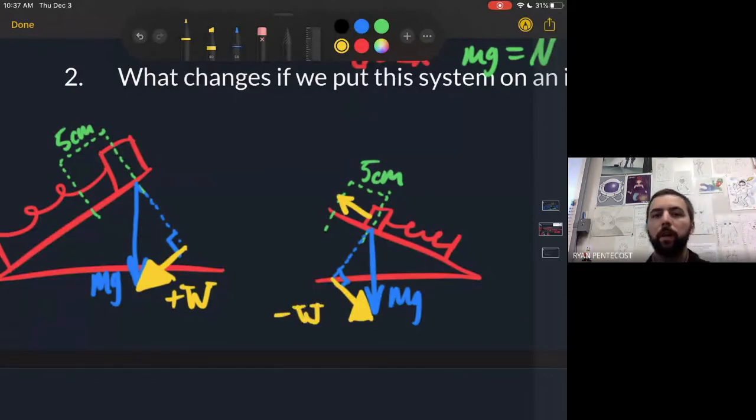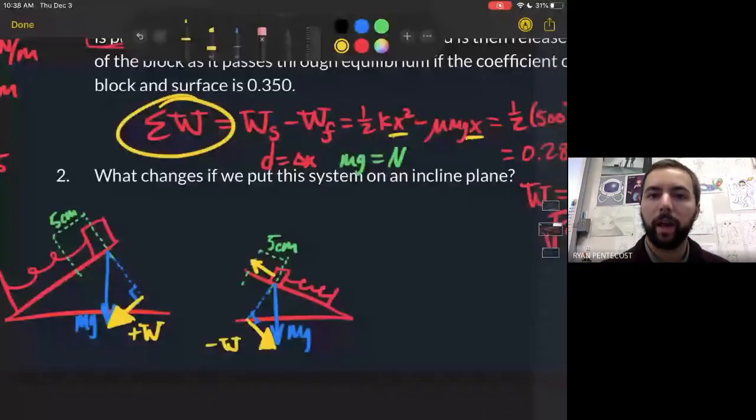So if we have an inclined plane, that's going to incorporate a new force on our summation of work. But don't worry, inclined planes are going to come up. That always happens. You would just either add or subtract that component of mg's work to change that.